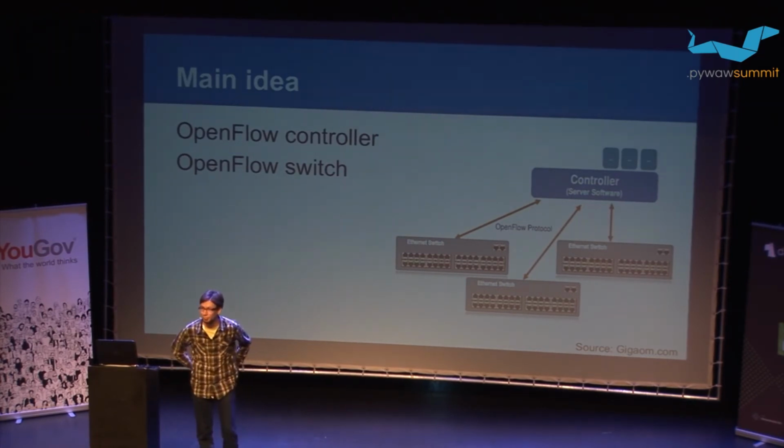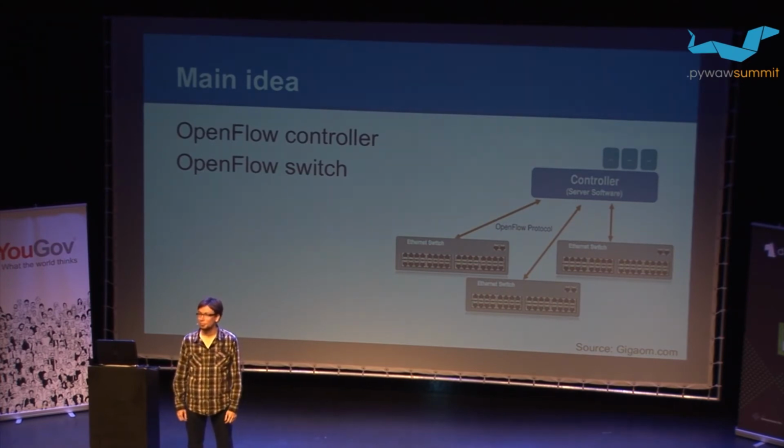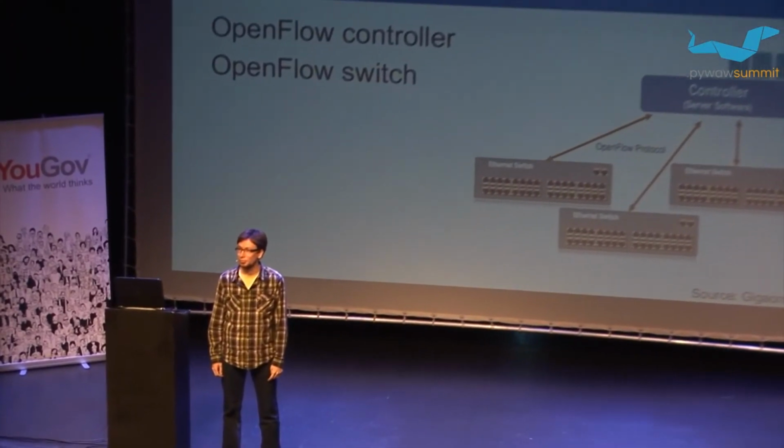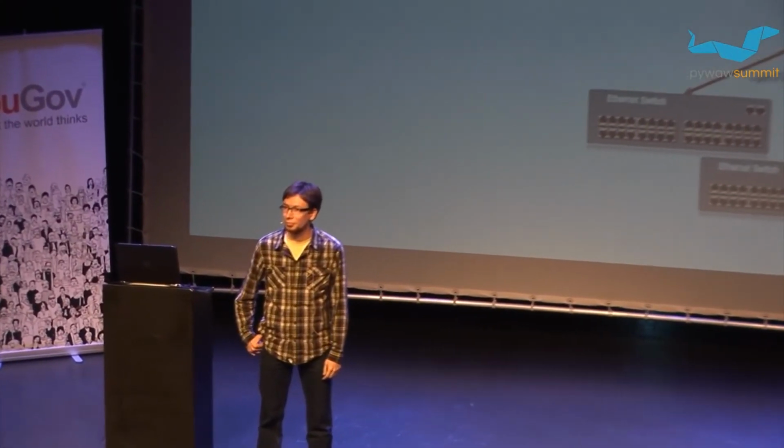I have a question. What happens when you want to move some virtual machine with, say, its IP address to another location and route these packets via another port? Okay.